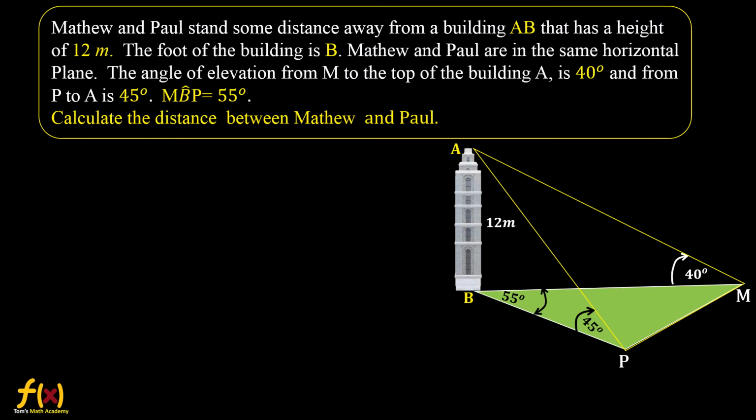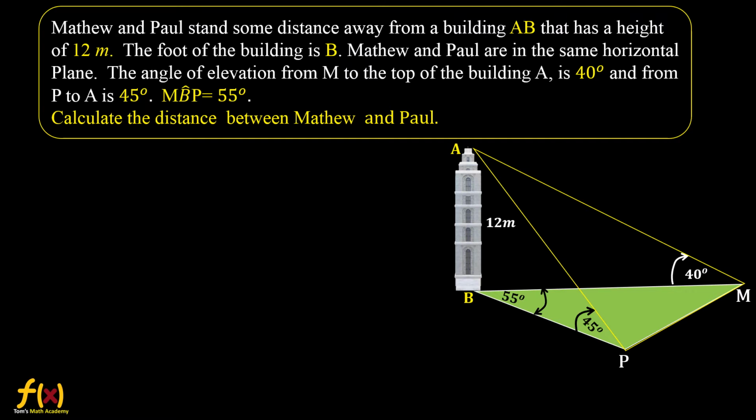Another angle, MBP, is also available, 55 degrees. The question, calculate the distance between Matthew and Paul. Beautiful question. So we have to solve for MP or PM. In the triangle MBP, we have only one angle available, 55 degrees. So it's not going to help us to solve for MP. That's how we have to start thinking.